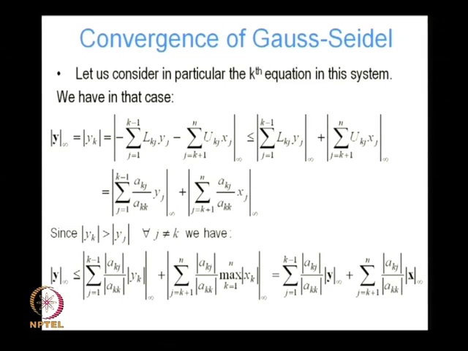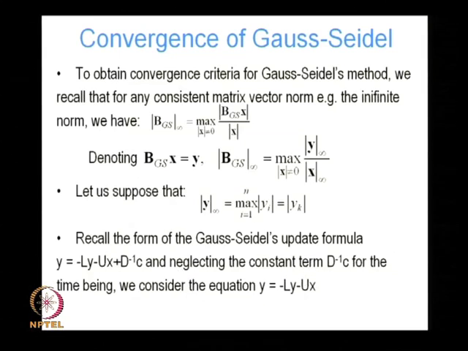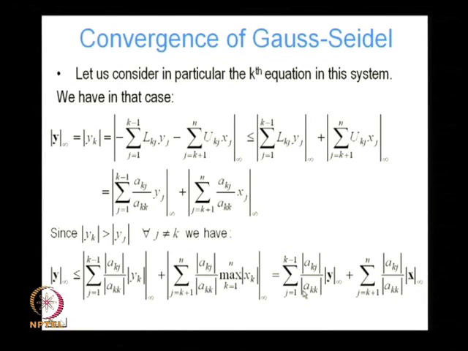Let us consider in particular the kth equation in this system. Let us consider this simplified system where we have got rid of the constant vector D inverse C, because we said that is not important for studying the convergence of this method, and we consider y is equal to minus Ly minus Ux. And we know that since the infinity norm of y is given by the kth term in y.